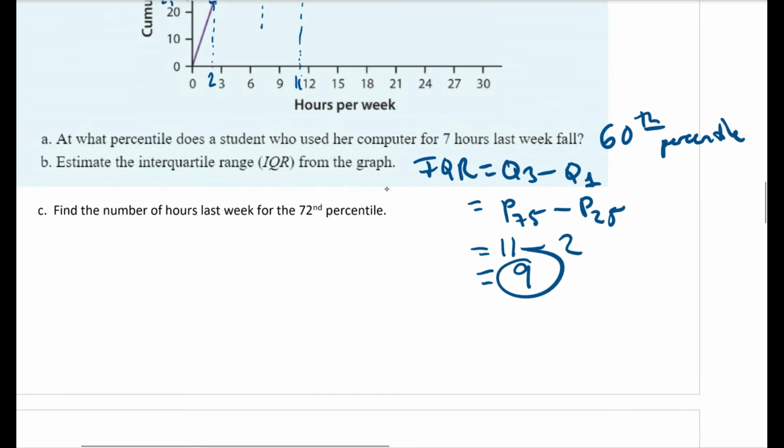All right, so part C, find the number of hours last week for the 72nd percentile.